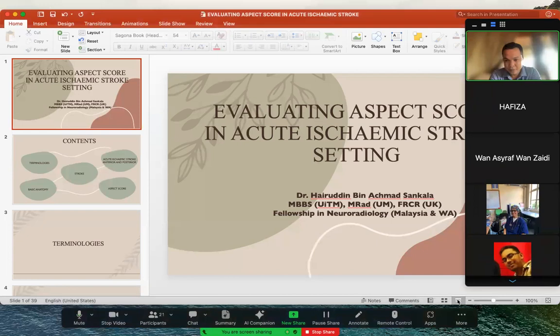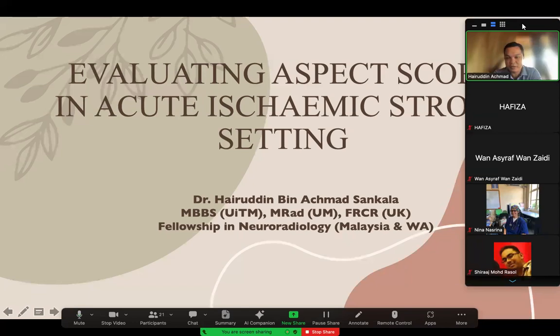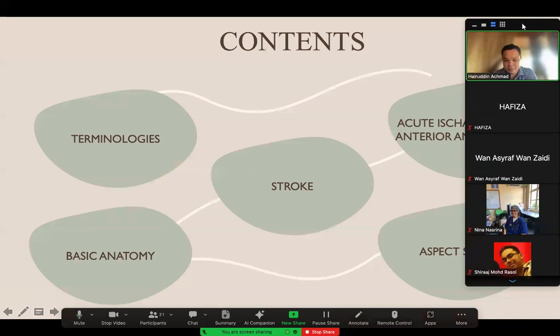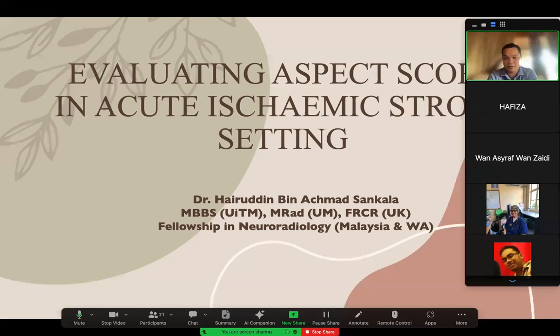So I'll be talking on evaluating ASPECT score in acute ischemic stroke setting. I understand the majority of attendees today are medical officers from the ED department. So I'll try to touch a bit on the basics of CT scan, as well as some terminologies in radiology, acute stroke reporting, and also the anatomy, especially pertaining to acute ischemic stroke. Then later on, we'll dive straight into the ASPECT scoring for anterior and posterior circulation.